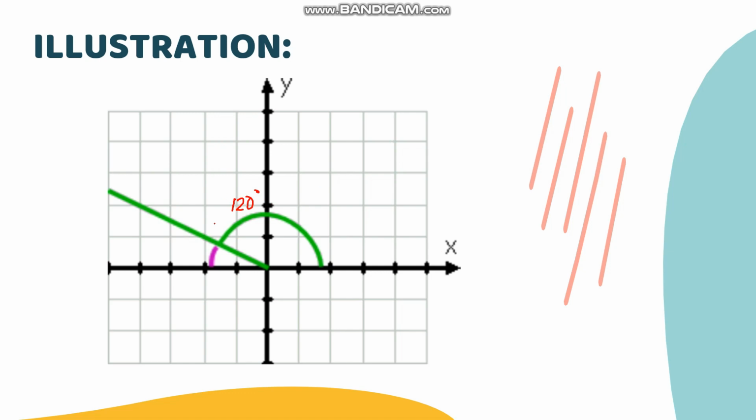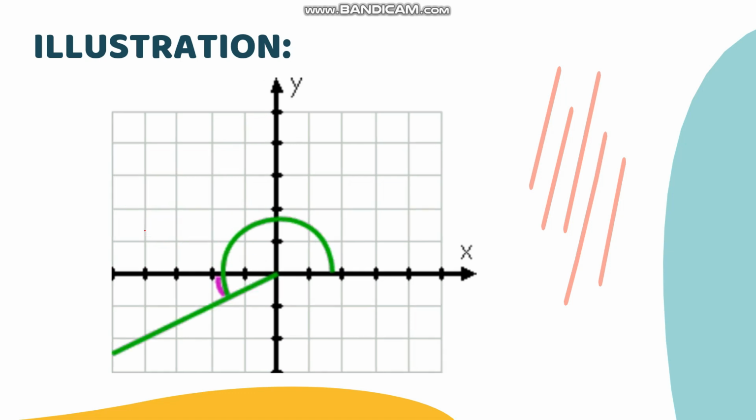So if this is 120 degrees, what's left for us to get 180 degrees is 60 degrees. Therefore, the reference angle of 120 degrees is 60 degrees. And last illustration, let's say we have this angle right here. Again, this is the initial side, and it rotates counterclockwise, and the terminal side is now this segment here. Let's say the measure of this angle is 210 degrees.